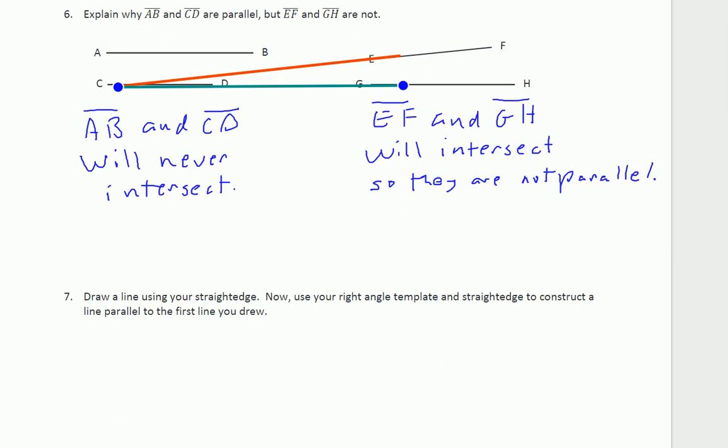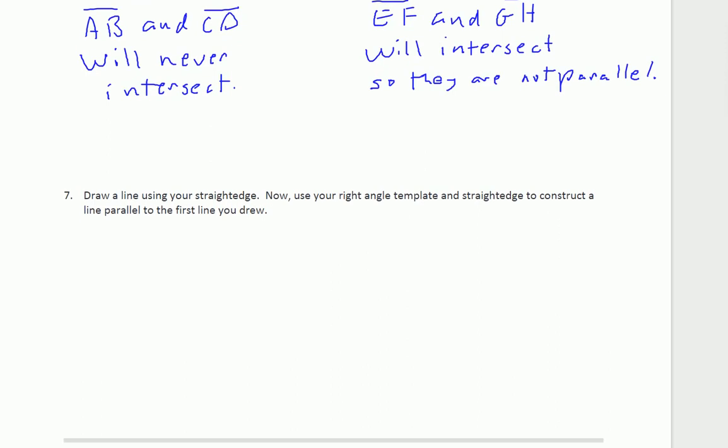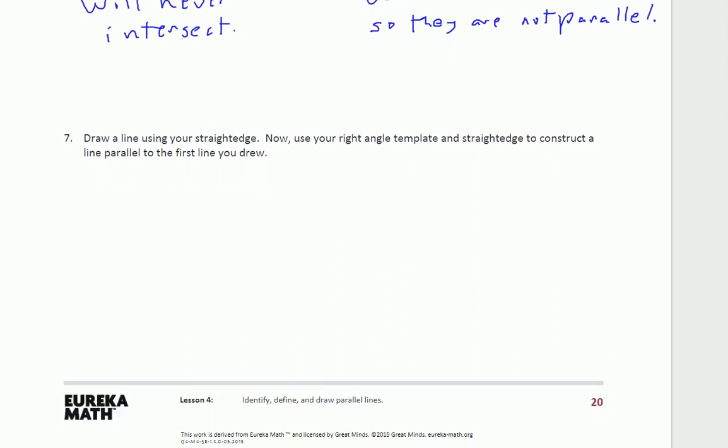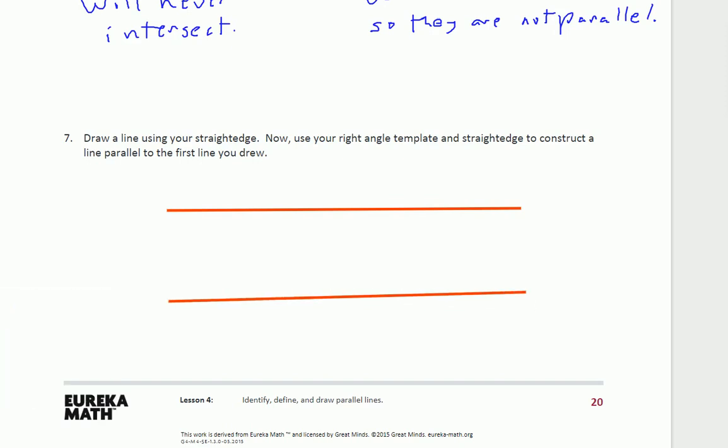So let's go on to the last one, which is draw a line using a straight edge, and then use the right angle template to construct a parallel line. So we're going to draw a line, and you're going to use your template to try and draw a parallel line. You're going to have to get your template out and do it. When you're done, you should end up with 2 lines that won't ever intersect.